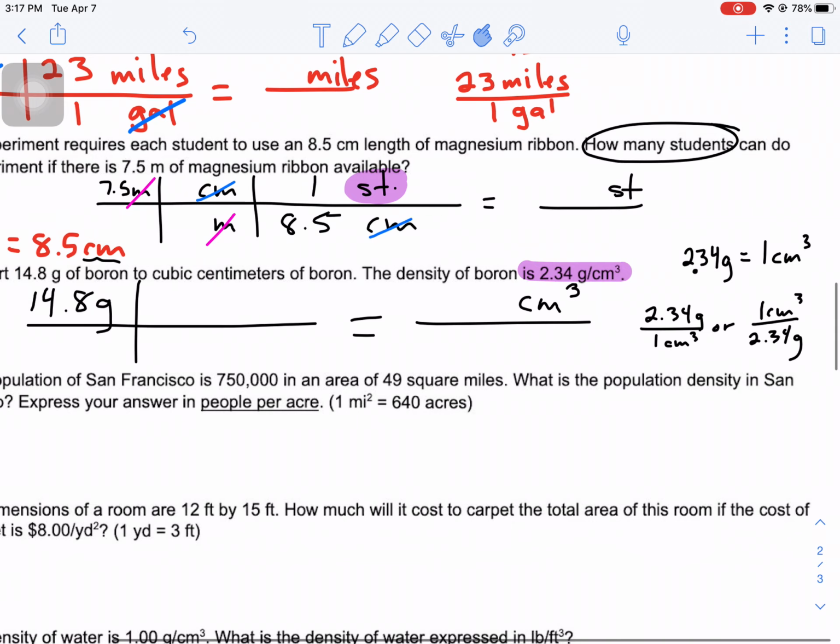Just remember, you're trying to cancel out grams. So if you want to cancel out grams on top, you're going to need to put grams on bottom. So you can always use the density equation to check your work. And if you have any questions, you guys can always email me.